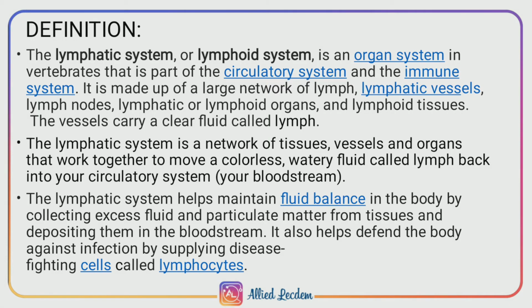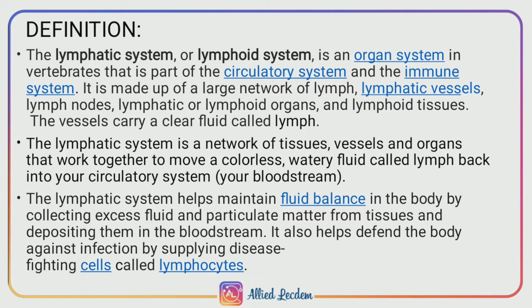What is the lymphatic system? The lymphatic system or lymphoid system is an organ system in vertebrates that is a part of the circulatory system and the immune system. It is made up of a large network of lymphatic vessels, lymph nodes, lymphatic organs, and lymphoid tissue. These vessels carry a clear fluid which is known as lymph. So, it is a network of tissues, vessels, and organs that work together to move a colorless fluid, that is lymph, back into your circulatory system.